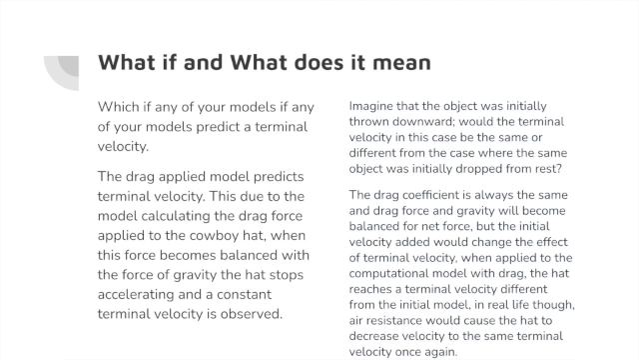If it was thrown downwards with an initial velocity, would the terminal velocity in this case be the same or different from the case where it was dropped from rest? The drag coefficient is always the same, and the drag force and gravity will become balanced for a new net force. But the initial velocity added would change the effect of terminal velocity. When applied to the computational model with drag, the hat reaches a terminal velocity different from the initial model. In real life, though, air resistance would cause the hat to decrease in velocity to the same terminal velocity once again.